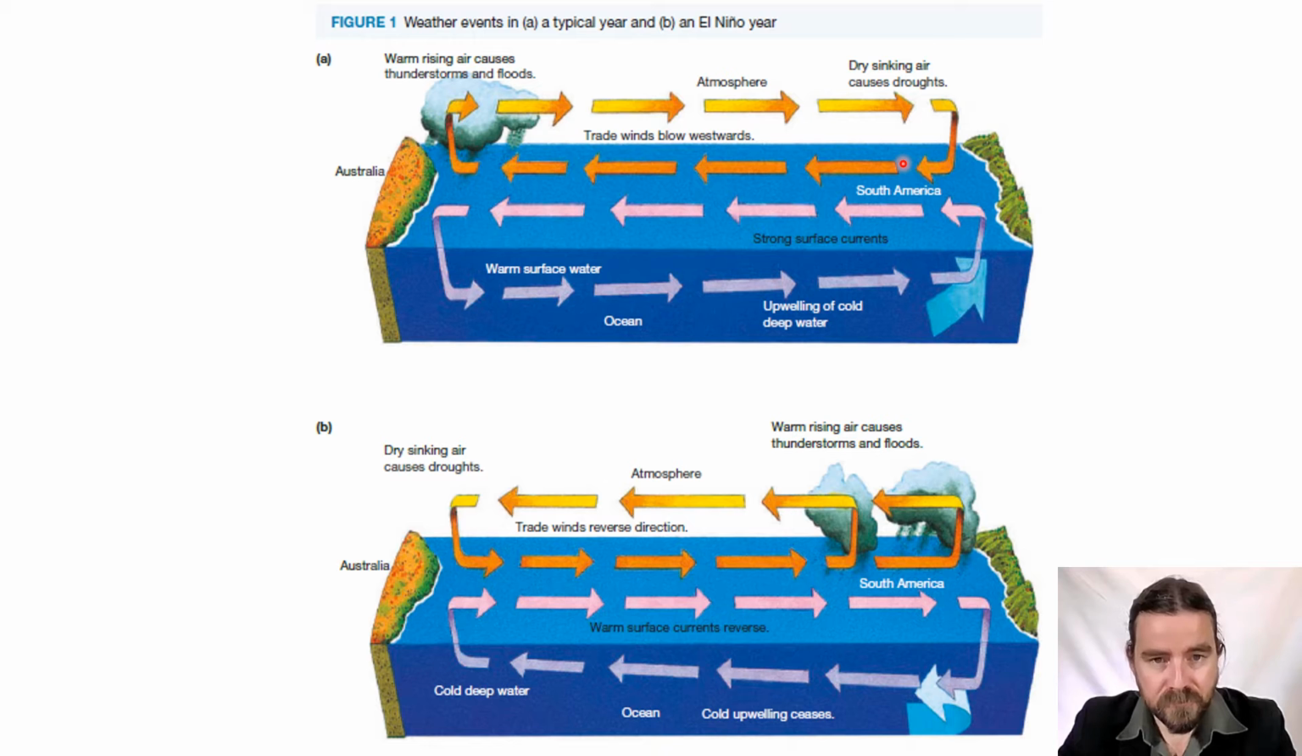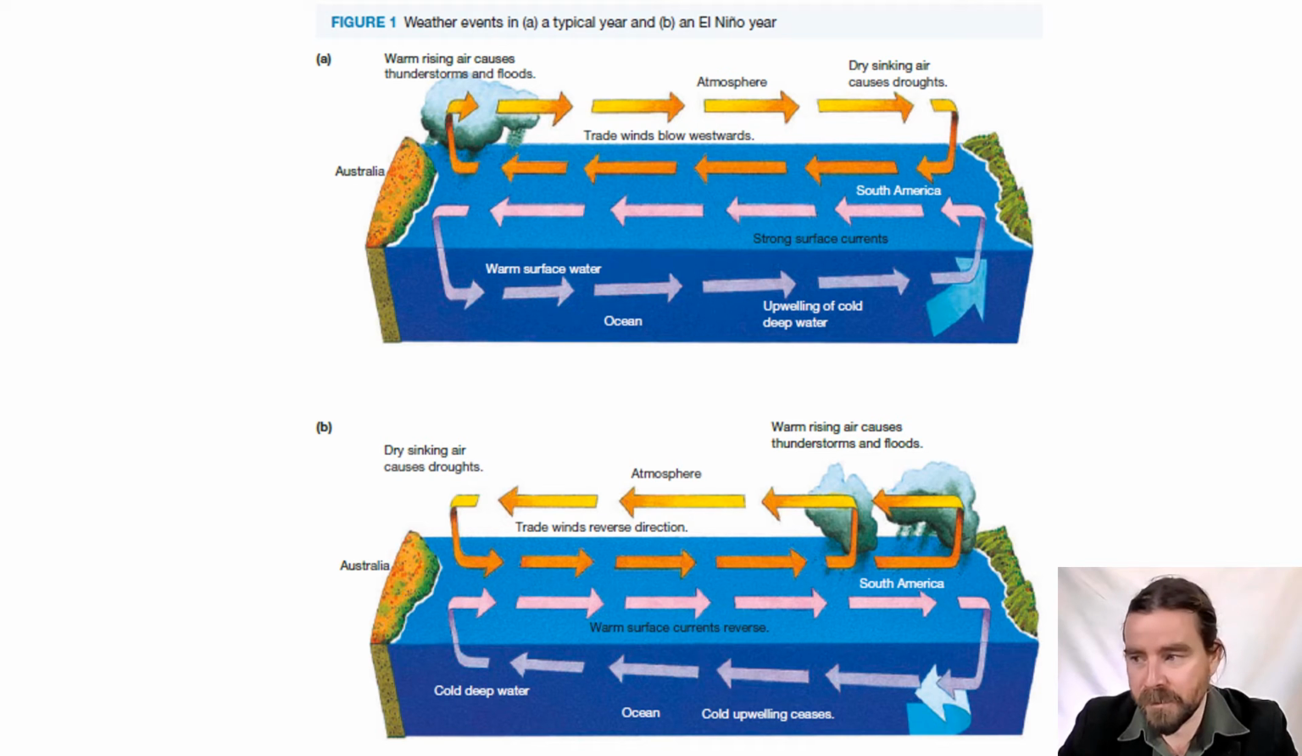So in a typical year, dry sinking air causes droughts over here in South America, and then we get that nice cold air, and it rises up and creates rain. So in a normal year, we get rain in Australia, a normal amount of rain. In an El Nino year, down here, the second one, notice that all the arrows are going in the exact opposite direction. So it's rainy in South America, dry in Australia. So El Nino year, dry in Australia; normal year, normal amount of rainfall.